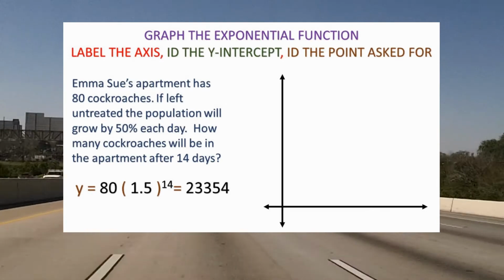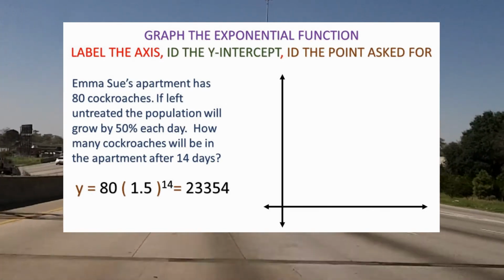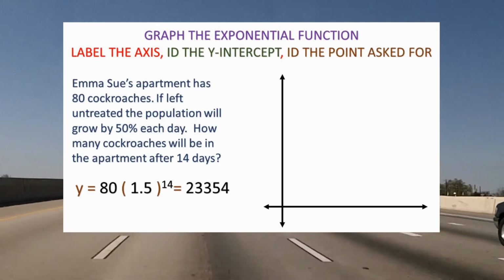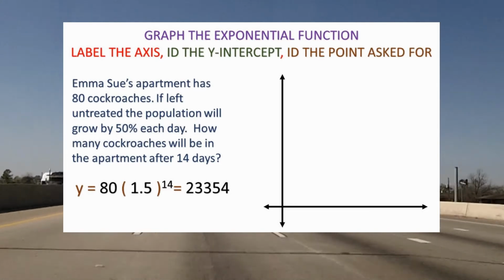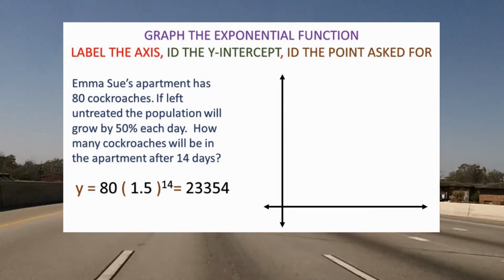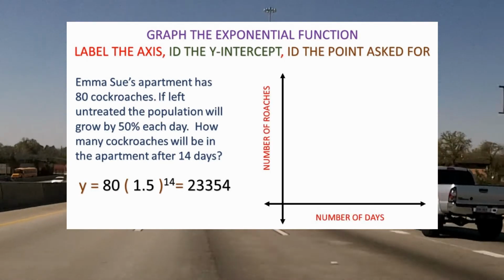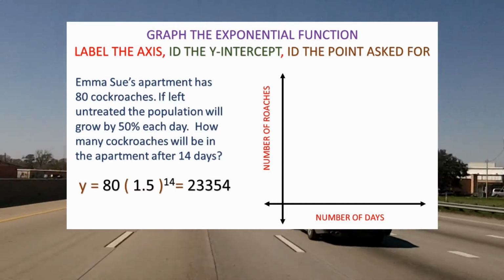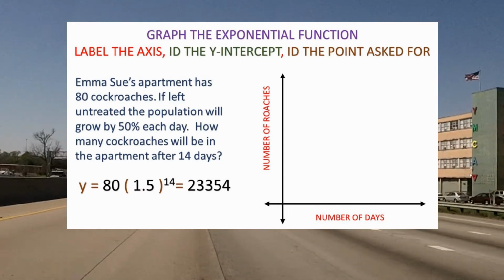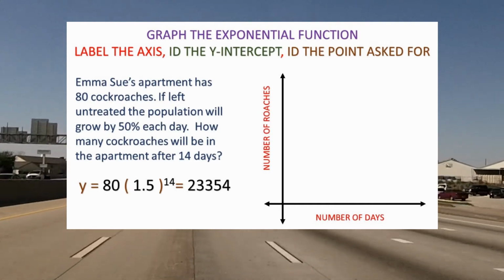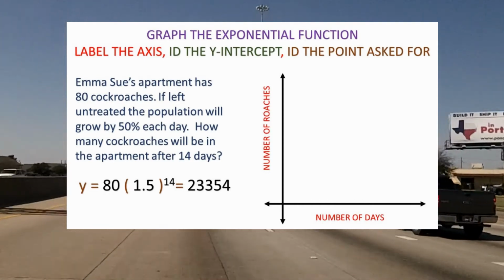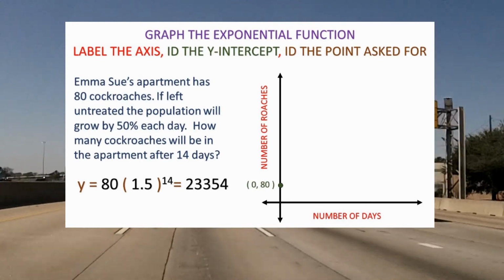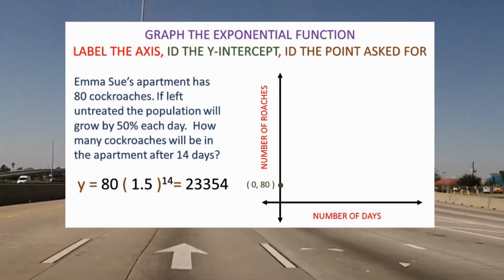We need to label the axis, identify the y-intercept, identify the point asked for, then either draw an exponential growth or an exponential decay curve. Let's first label the axis. The y-axis will be the number of cockroaches, and the x-axis, which is usually a quantity of time, will be the number of days. Now we'll draw the y-intercept, which will be (0, 80). Remember, since this is growth, the (0, 80) will be toward the bottom of the y-axis.